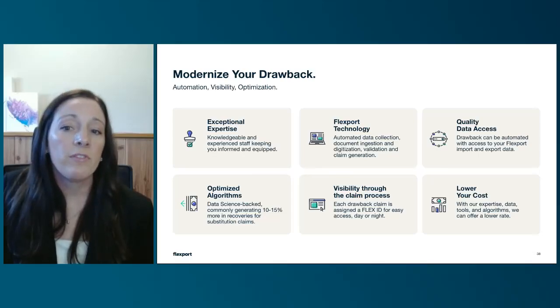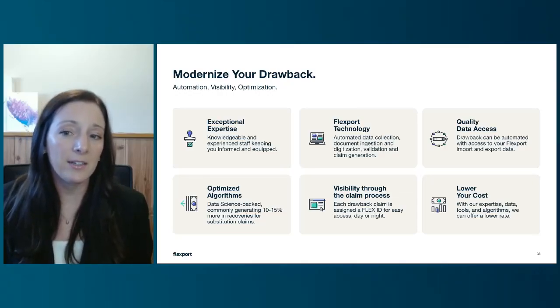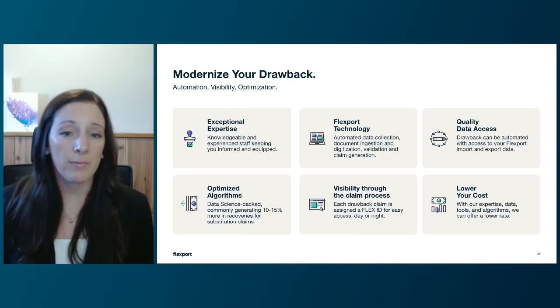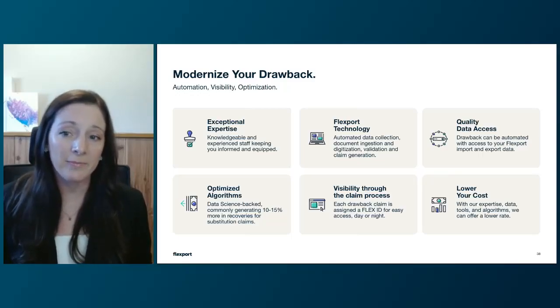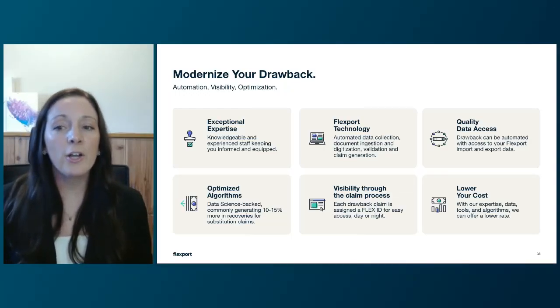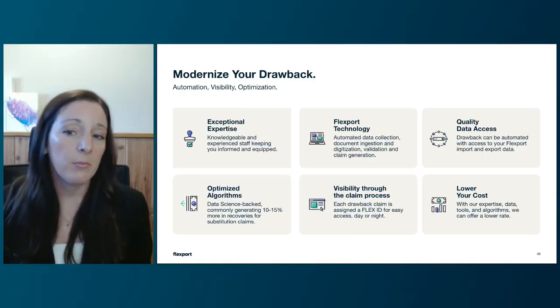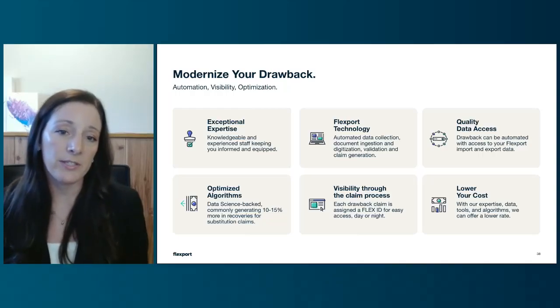Modernize your drawback. With Flexport, you are getting exceptional expertise with a dedicated drawback staff, advanced technology, quality data with access to your Flexport import and export data. We utilize optimized algorithms for better import and export matching, generating 10 to 15% more recoveries for substitution claims than the current industry standard. On our platform, you will have visibility through the claim process, and with our automations, we are often able to beat competitors' pricing.